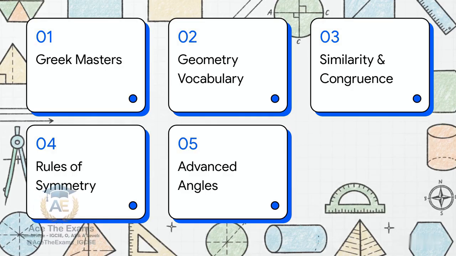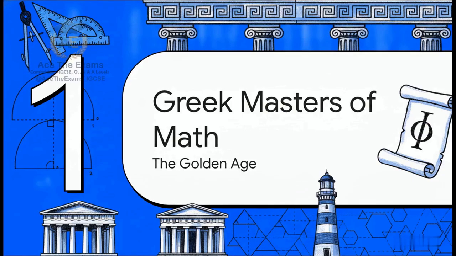Let's get started. Section 1, the Greek Masters of Math, or what we call the Golden Age. Now, before we start calculating angles and drawing arcs, we really need to appreciate where all of this comes from. I mean, the geometry we're studying right now wasn't just invented yesterday to torture you on an exam. It was forged during an incredible golden age of mathematics by absolute pioneers from ancient cities, places like Ephesus, Miletus, and Alexandria.